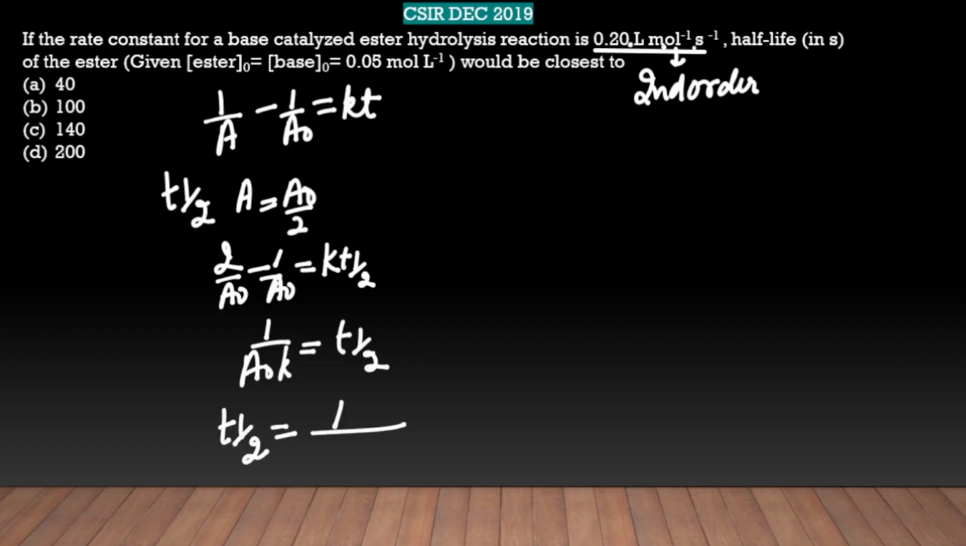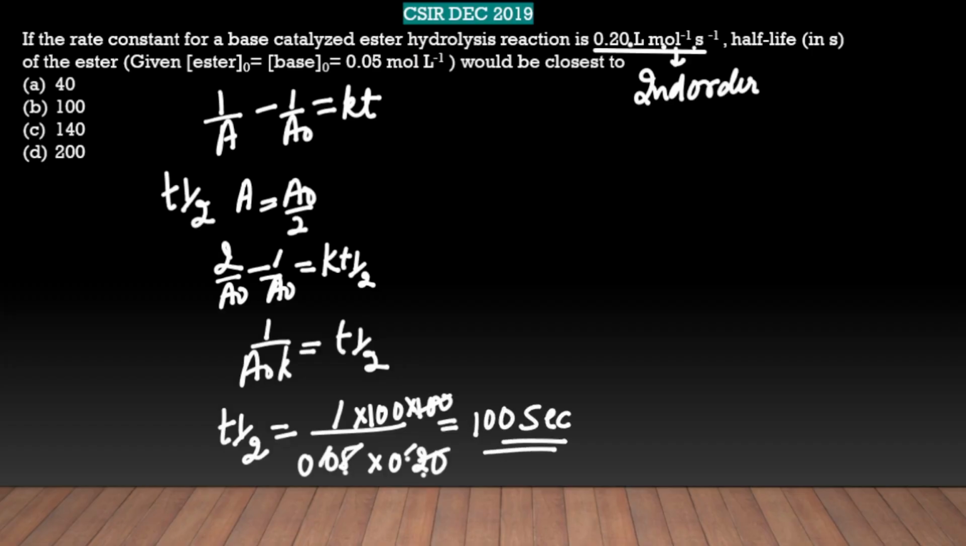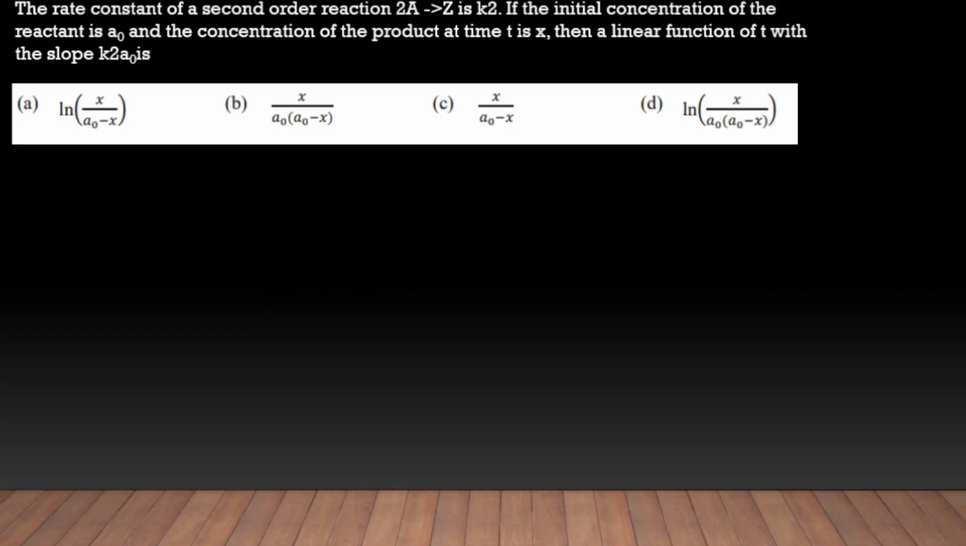t half will be equal to 1 by the initial concentration, which is 0.05 mole per liter, into the K value, which is 0.20. On solving this, 5 into 20 becomes 100, and the other 100 also, so this value and this 100 get cancelled out. So the time we will be getting is 100 seconds. So the t half for this is 100 seconds. The answer is B in this case. Okay. Next one is this question.